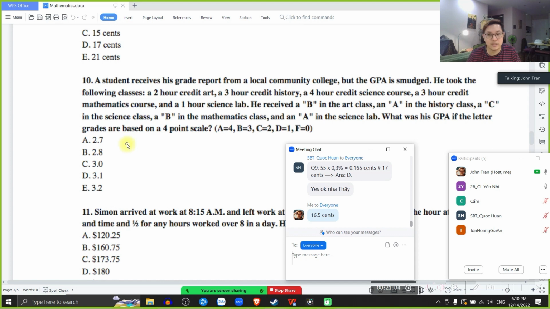Okay, number 10. Nhi đọc đi Nhi. A student receives his grade report from a local community college, but the GPA is smudged. He took the following classes: a 2-hour credit art, a 3-hour credit history, a 4-hour credit science course, a 3-hour credit mathematics course, and a 1-hour science lab. He received a B in the art class, an A in the history class, a C in the science class, a B in the mathematics class, and an A in the science lab. What was his GPA if the letter grades are based on a 4-point scale?